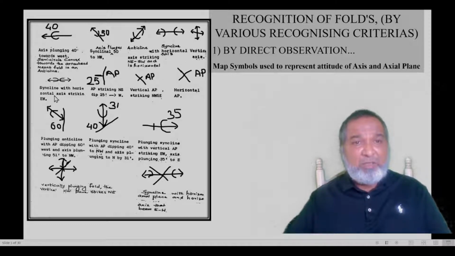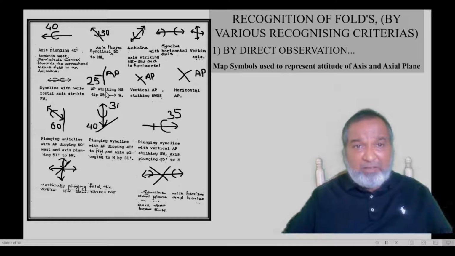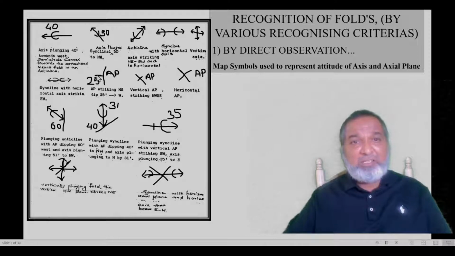Syncline with the horizontal axis striking east-west, this symbol is there. Then axial plane striking north-south, and dip is 25 degrees. So this is the axial plane, 25 degrees, and this is the dip direction that is given. Vertical axial plane striking north-south, northwest-southeast. Horizontal axial plane, then plunging anticline.